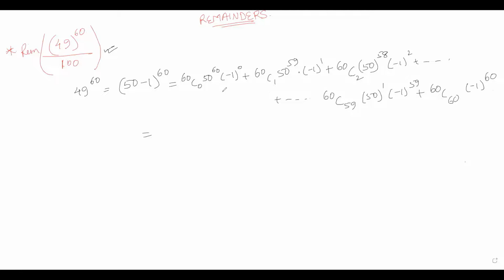Why? Because in the first term, we have 50 raised to power 60, so it will be containing at least 2 zeros. Similarly, in the second term, we have 50 raised to power 59, and this would be again containing at least 2 zeros and so on.